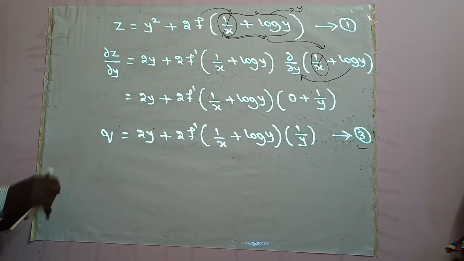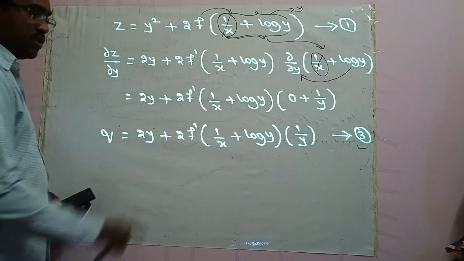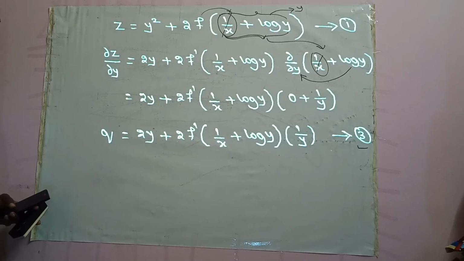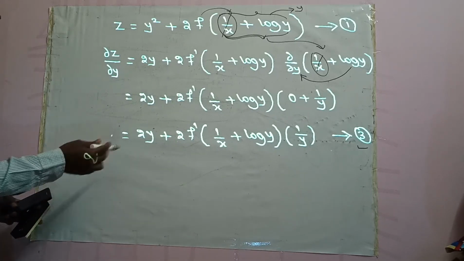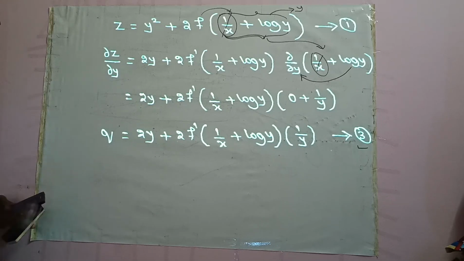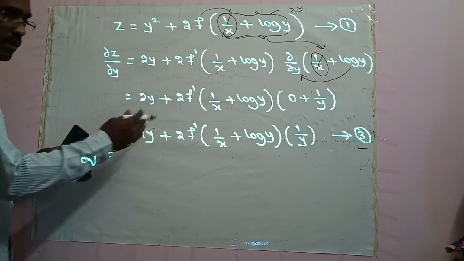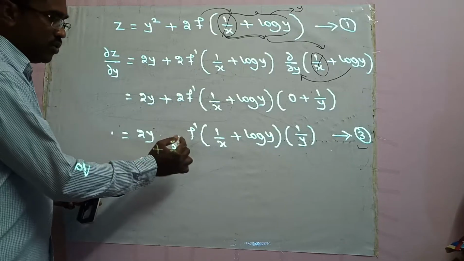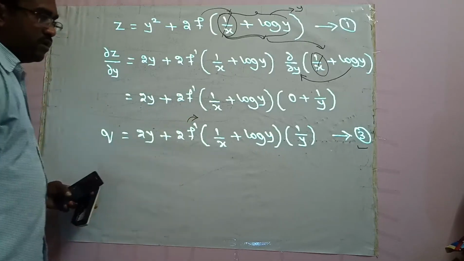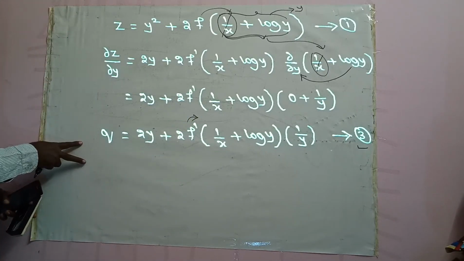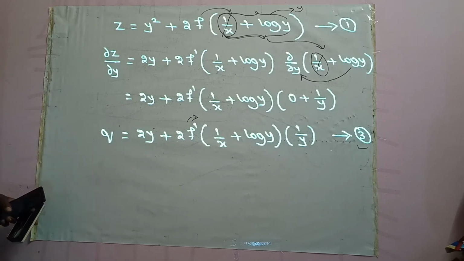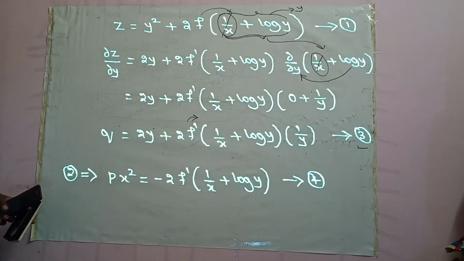The equation 2 also contains f dash. Equation 3 also contains f dash. Oh, how do we eliminate? If you rewrite the equations 2 and 3, then if you divide, your f dash will get eliminated. Now the thing is, we need to rewrite the equation 2 and 3.